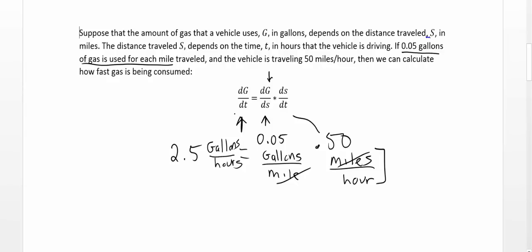And that's what we were expecting, because for dG/dt, we know that the capital G represented gallons, and dt, time, was in hours. So we were able to use the two derivatives we knew, dG/dS and dS/dt, to find out information about the derivative we didn't know, dG/dt. So here is an application of the chain rule where we're trying to figure out information using rates we have to find out information about the rate that we don't have.